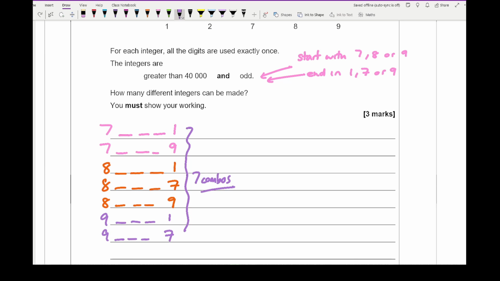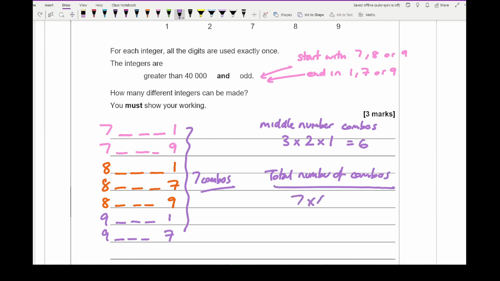Now, in terms of those middle 3 numbers, to work out the combos, in terms of the first number, we've got a choice of 3. The second number, we've got a choice of 2 numbers, and then the last middle number, we've only got a choice of 1. So 3 times 2 times 1 equals 6. So the total number of combos is just simply going to be 7 times 6, which is 42. And there is my final answer for that.